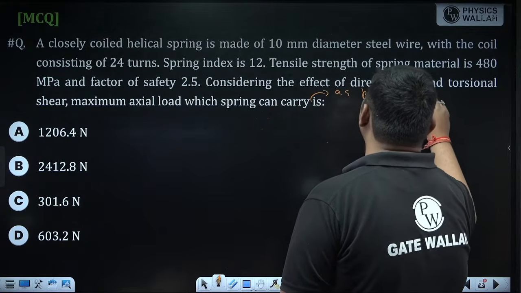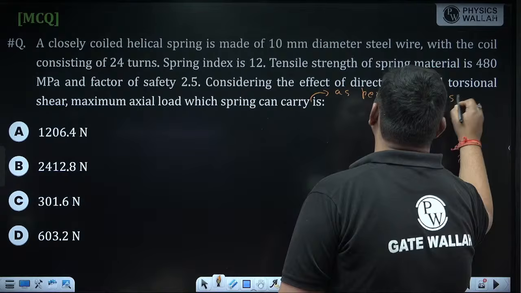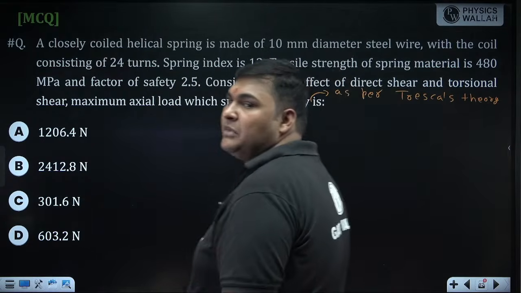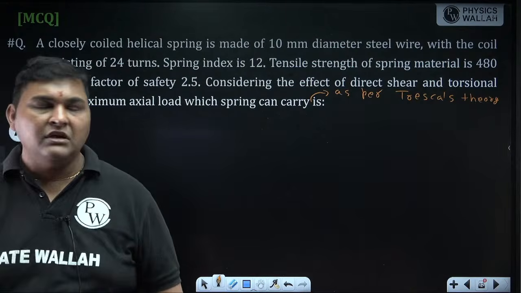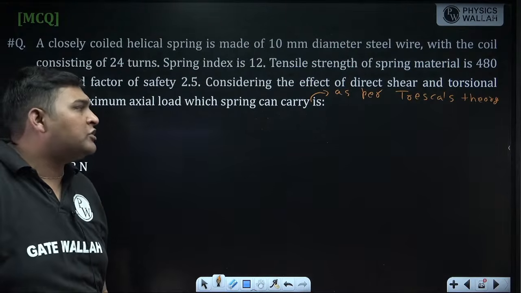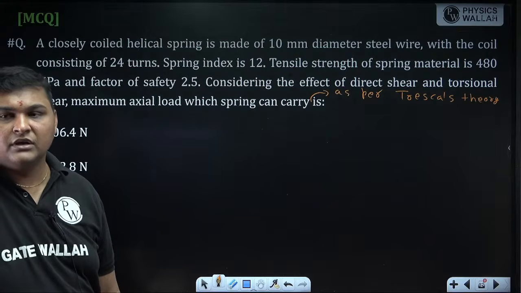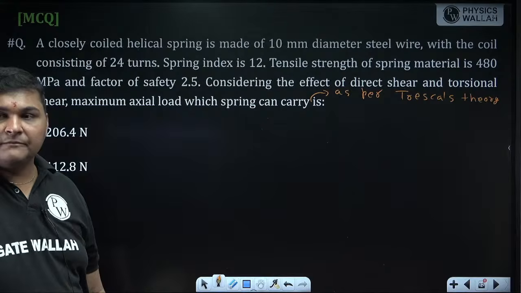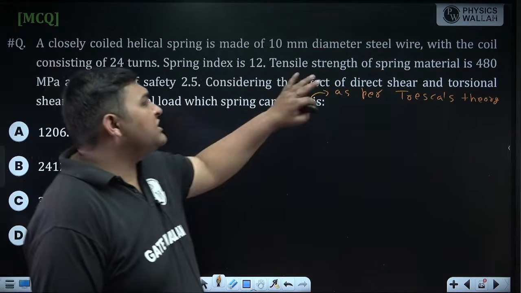the examiner should mention as per which theory. So as per Tresca's theory. Now this question is complete. But in spring, if tensile strength is given and theory is not mentioned, I will suggest use Tresca's theory, because generally we use this theory for spring design. But if it is not mentioned, like suppose in the question shear strength is given, then there is no confusion.